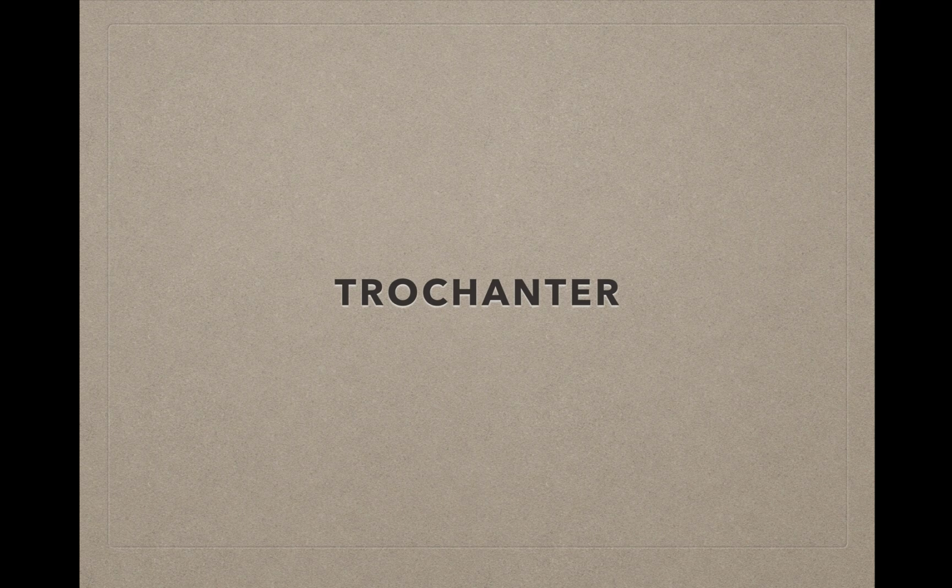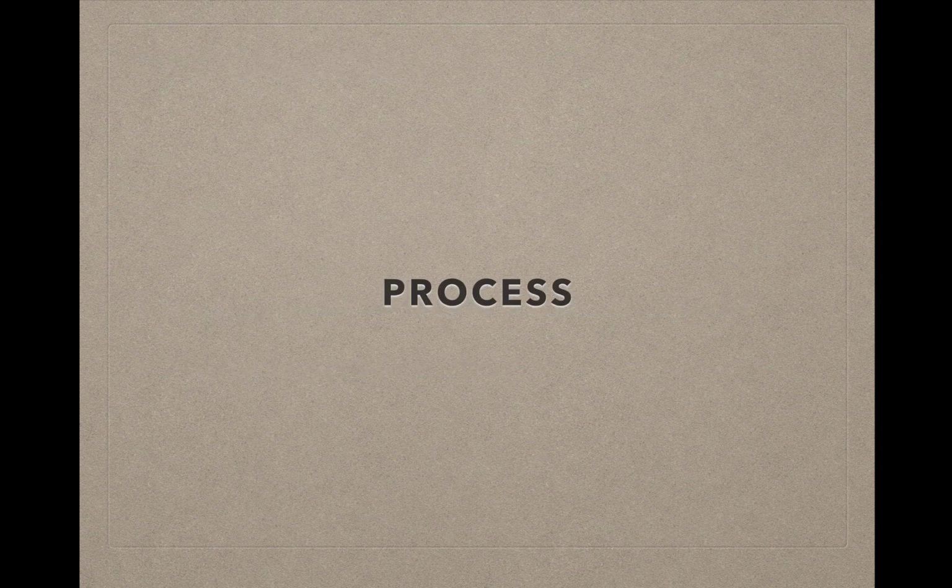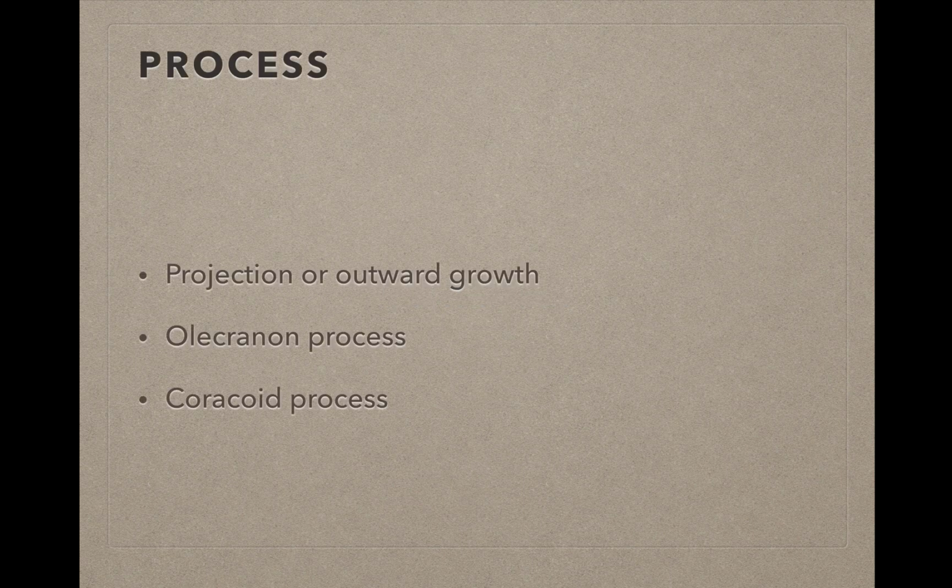Trochanter. Very large prominence for muscle attachment. An example of this would be the greater trochanter of the femur. Process. A projection or outward growth. Example of this would be the olecranon process or the coracoid process.